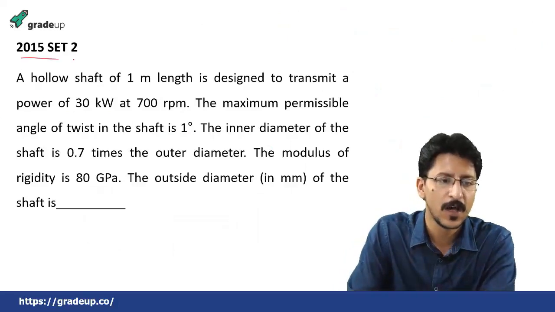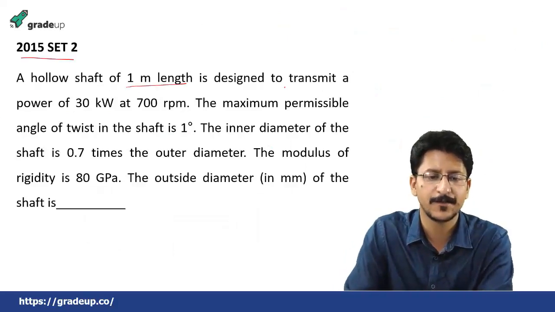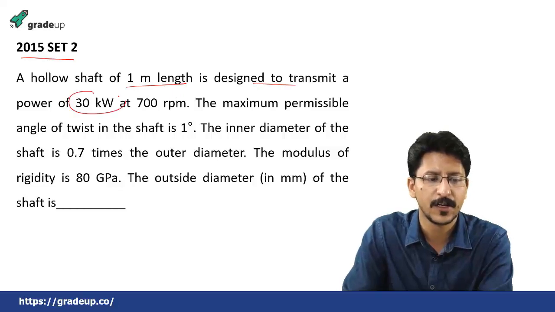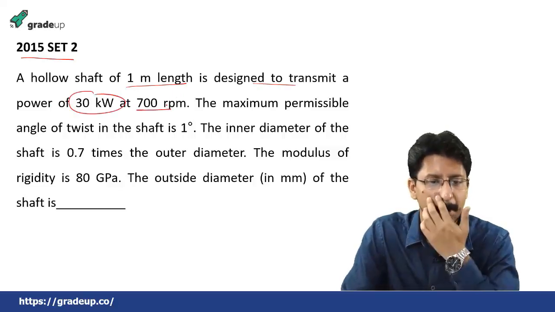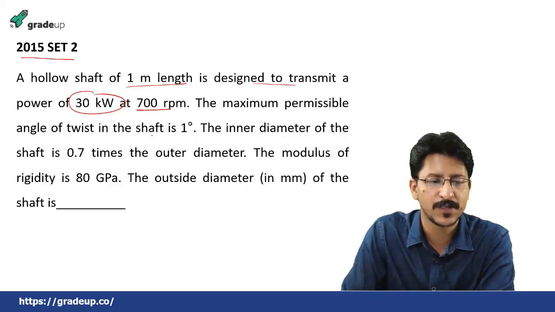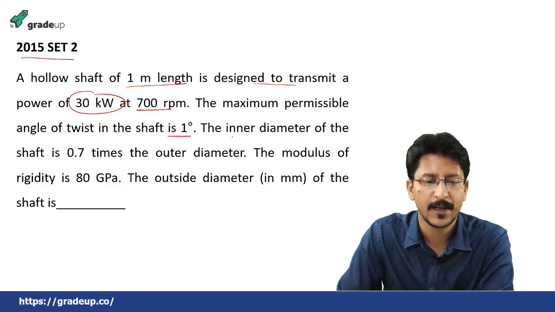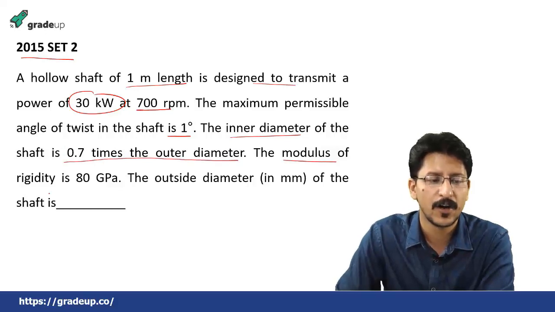2015 set 2. A hollow shaft of 1 meter length is designed to transmit a power of 30 kilowatt at 700 rpm. The maximum permissible angle of twist in the shaft is 1 degree. The inner diameter of the shaft is 0.7 times the outer diameter. The modulus of rigidity is 80 gigapascal. It is asking for the outside diameter in mm of the shaft.